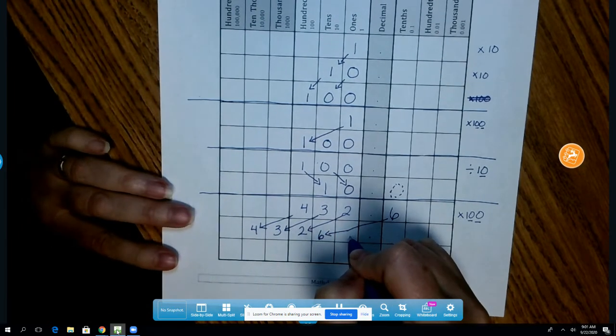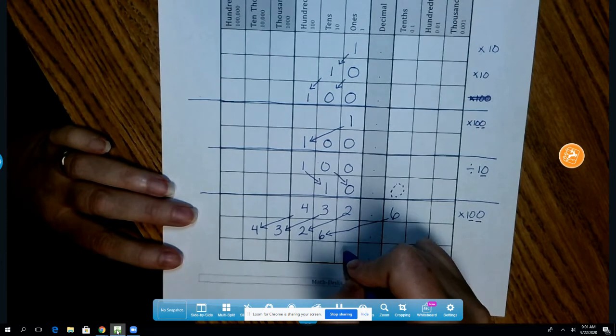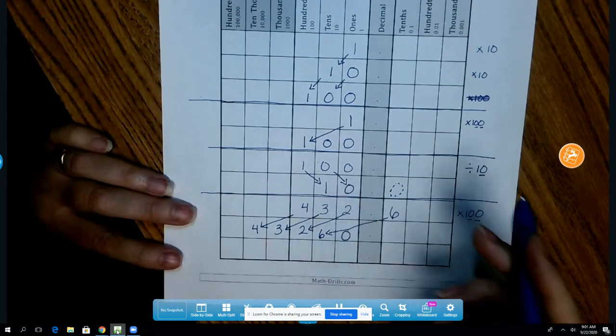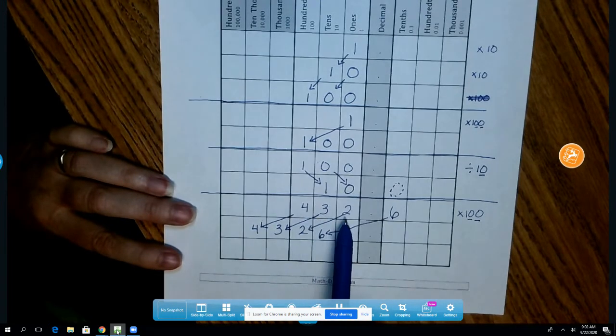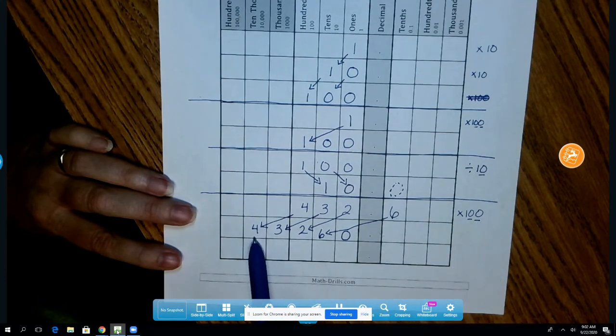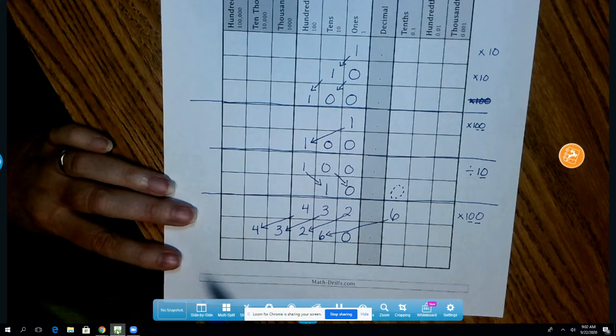And I have an empty spot here that I have to hold its place, so I'm going to put a 0. So 432 and 6/10 times 100 equals 43,260 and 0/10. I hope this helps.